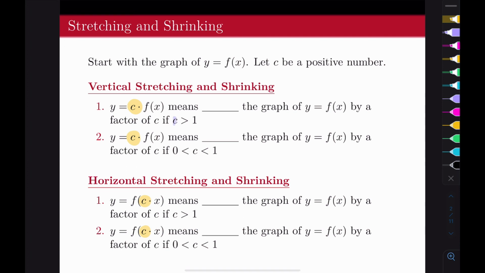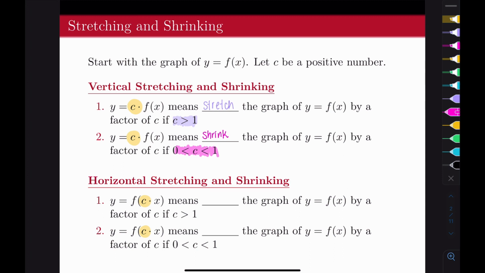If the value you multiply by out front is bigger than 1, so think of this as 5 times x squared, it's going to make all those y values much larger, and this means we're going to stretch the graph of the original function in that y direction by a factor of c. If instead you multiply by a fraction between 0 and 1, so I take 1/2 of my previous values, this indicates we're going to shrink that graph vertically by a factor of c.